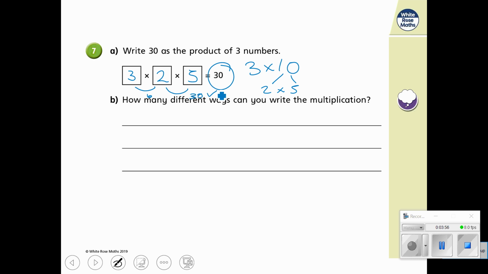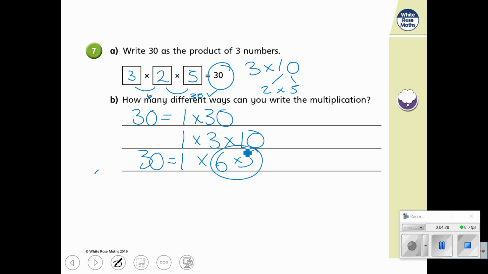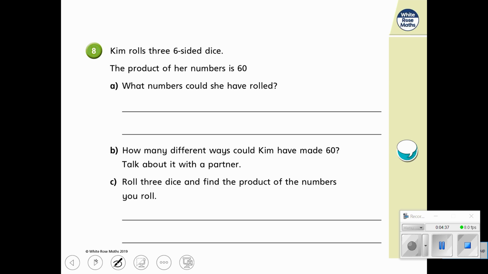So basically what you need to do is find different ways of making 30. So 30 also equals 1 times 30. So what I'm going to do is go 1 times 30 is 1 times 3 times 10. That is another way of doing it. Also, I could do 1 times 30 also equals 1 times 6 times 5, because 6 times 5 equals 30. If you can find any more solutions than that, feel free to send me your answers on Dojo.